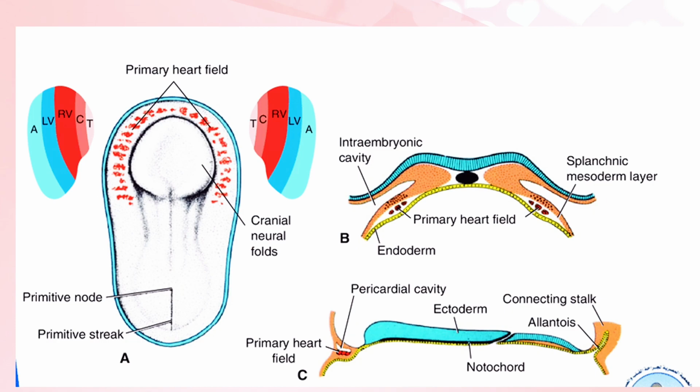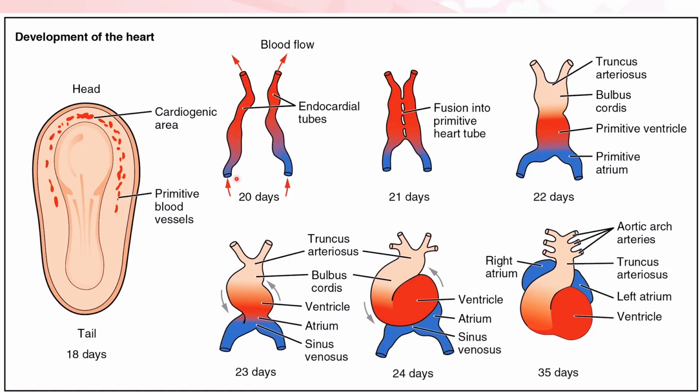These two endocardial tubes then start fusion at the midpoint in the center at day 21, and when fusion is complete you can identify different areas of this heart tube, and this is the truncus arteriosus, the bulbus cordis, primitive ventricle and primitive atrium. And then at day 23 you can see the heart tube, the cardiac tube, starts to bend in different directions.